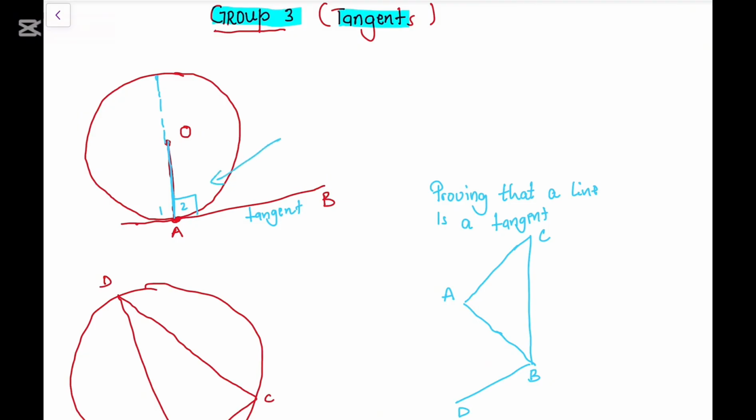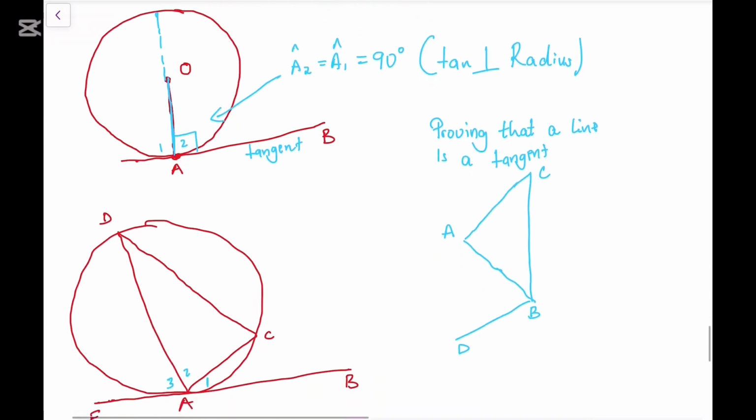So that means angle A2, even angle A1, will be equal to 90 degrees. So this angle here, angle A2, also angle A1, they are equal to 90 degrees. Reason, you just say tangent is perpendicular to radius. Tangent is perpendicular to radius.